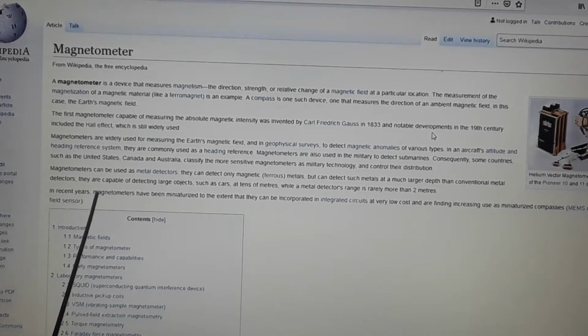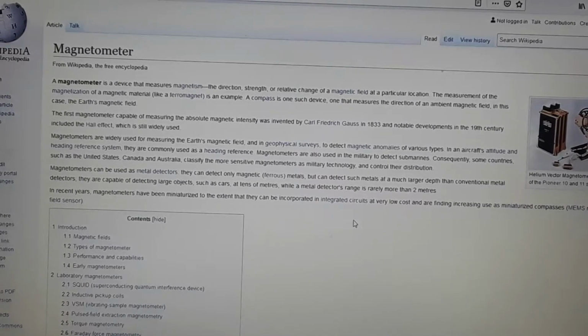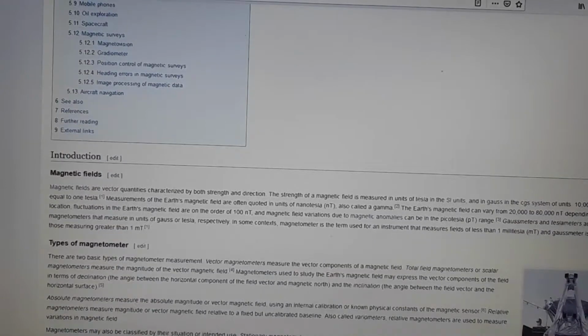In recent years, magnetometers have been miniaturized to the extent that they can be incorporated in integrated circuits at very low cost and are finding increasing use as miniaturized compasses, MEMS magnetic field sensors. All right. So they're using magnetometers on integrated circuits as a form of miniaturized compass. Okay, this is fascinating.